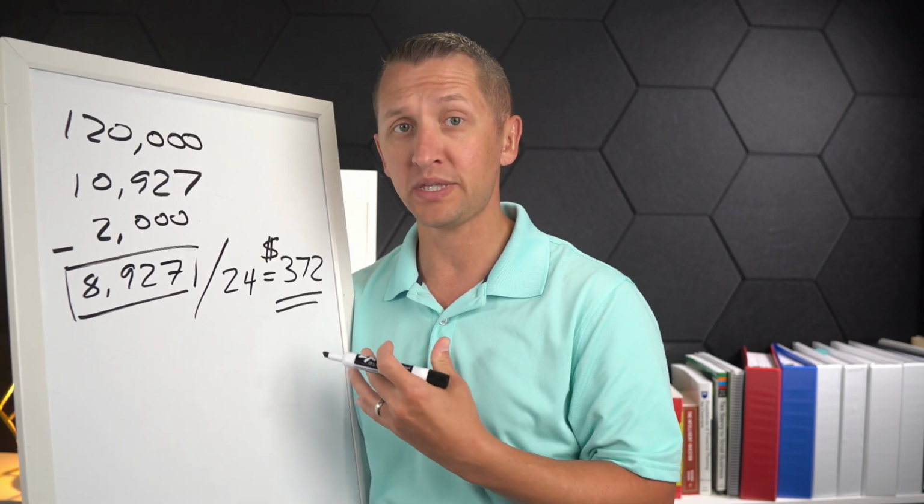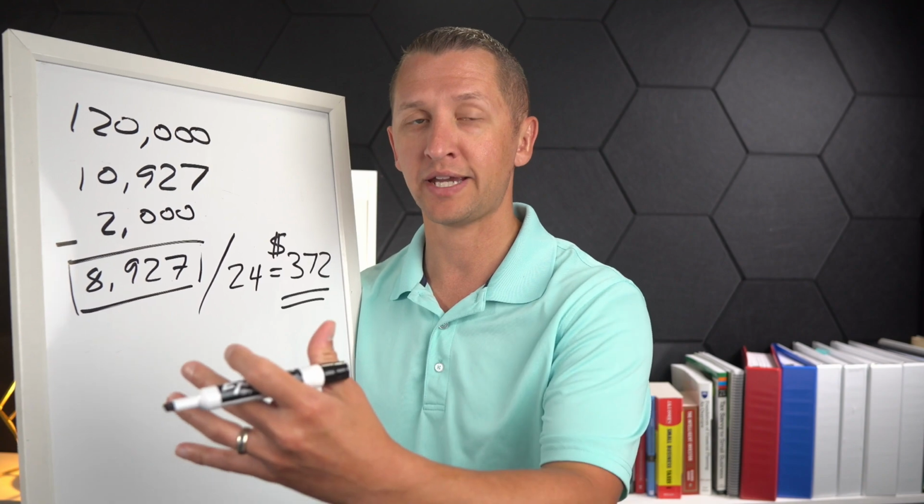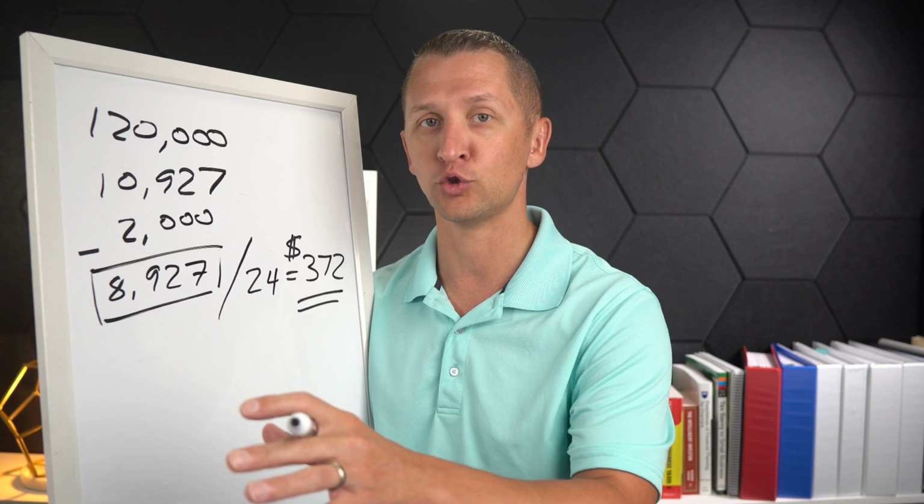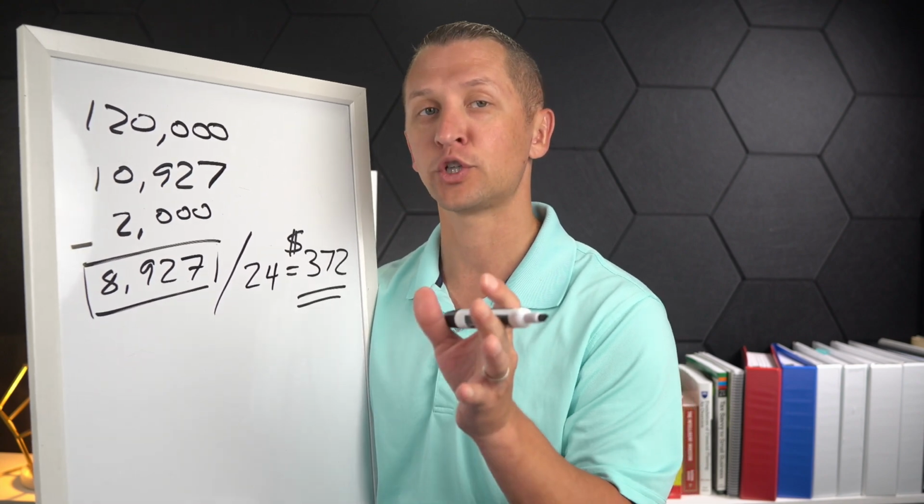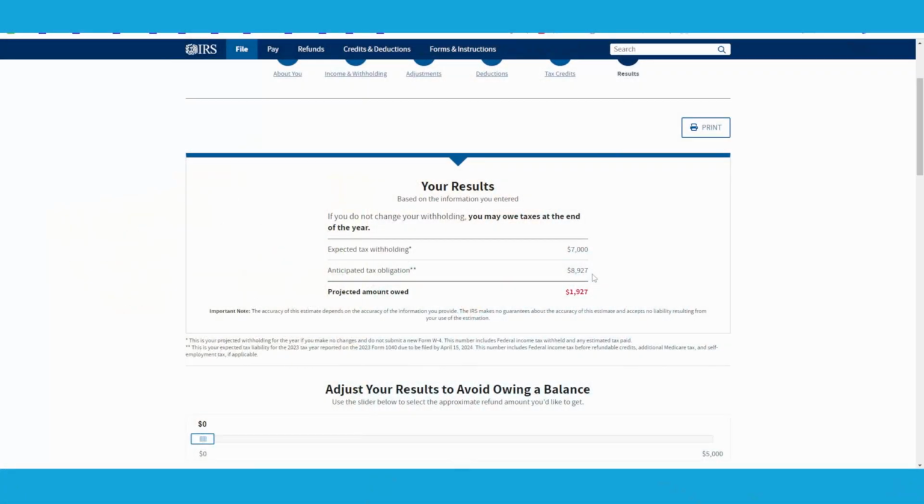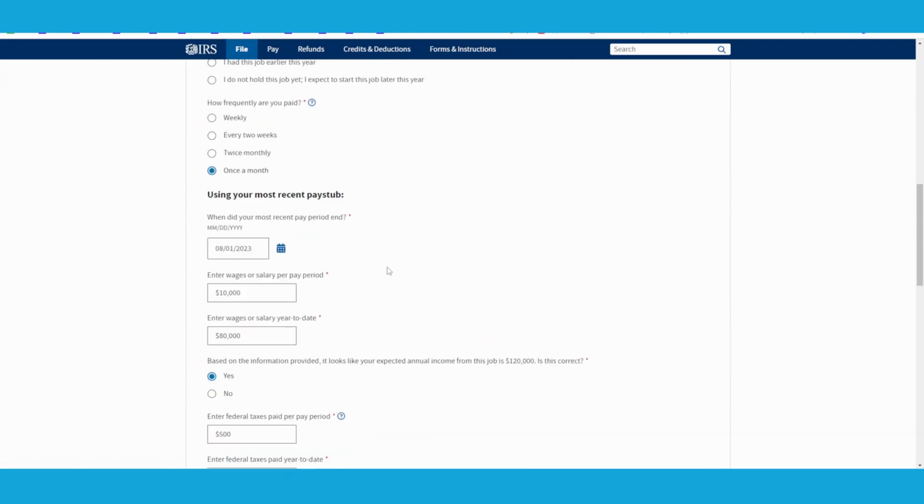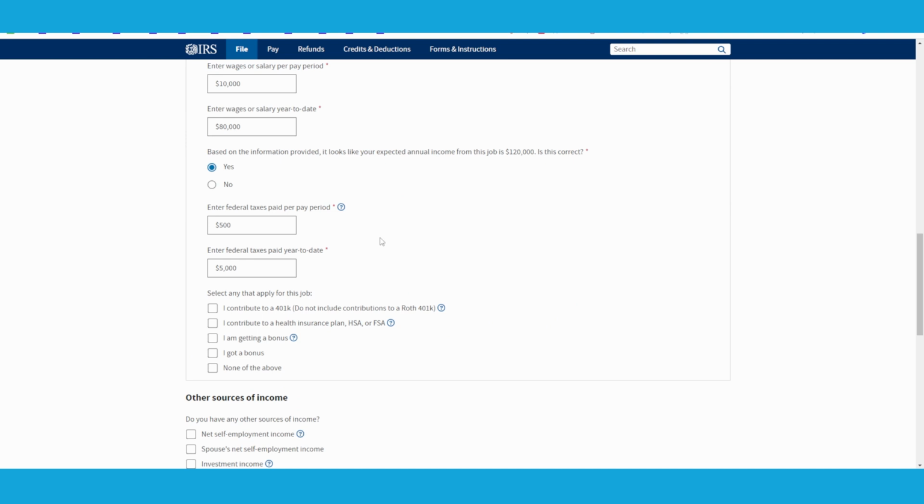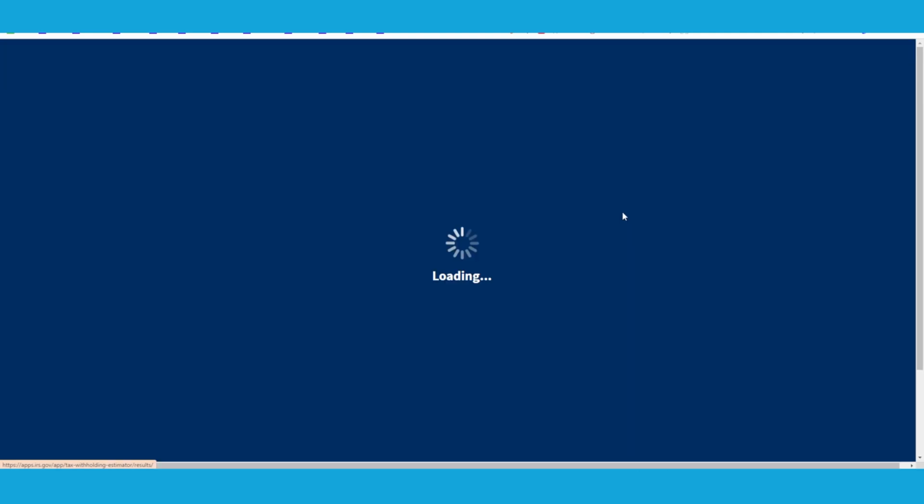Now, assuming that we withheld too much year to date or too little year to date, that is what the IRS Form W-4 online estimator goes to adjust. That's why when you're going through the IRS Form W-4 online estimator, and if I scroll up to here to the income section, this is why you're putting in your tax withholdings year to date. So enter your federal taxes paid year to date is right here. So that will adjust the W-4. And I'll show you how we can verify that.